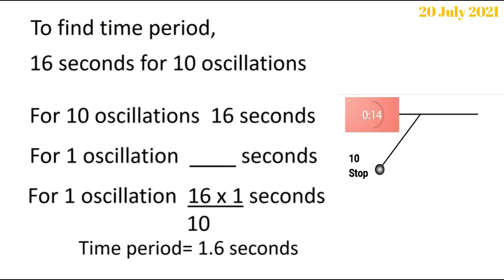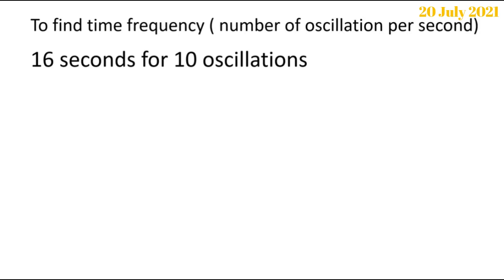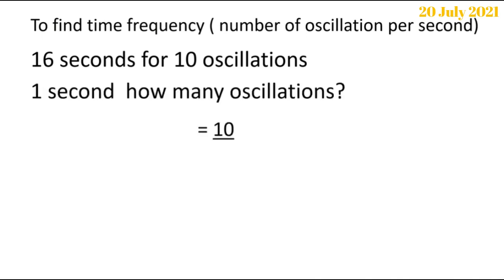Now going for finding frequency. So what is frequency? Oscillations per second. How many oscillations are there in 1 second? So our result, what we have received, is 16 seconds for 10 oscillations. So very simple. To find frequency, we have to find for 1 second how many oscillations. So 16 seconds for 10 oscillations. Therefore for 1 second, how many oscillations? So equal to 10 divided by 16 into 1.